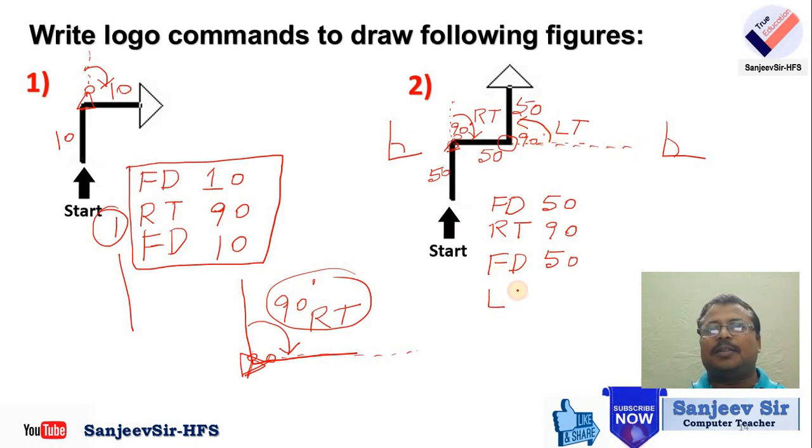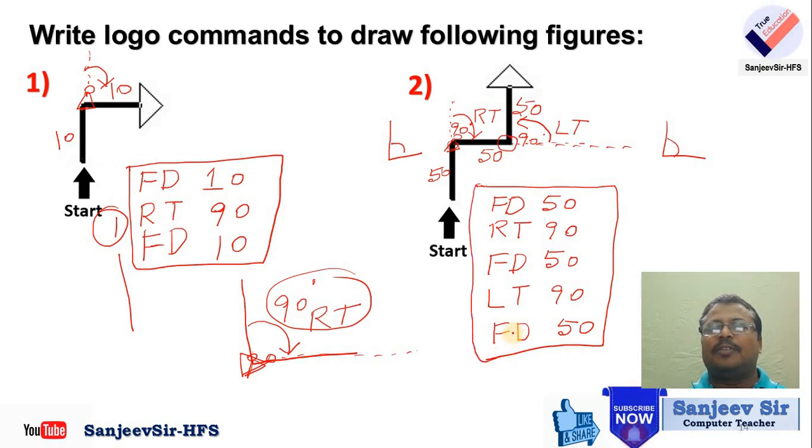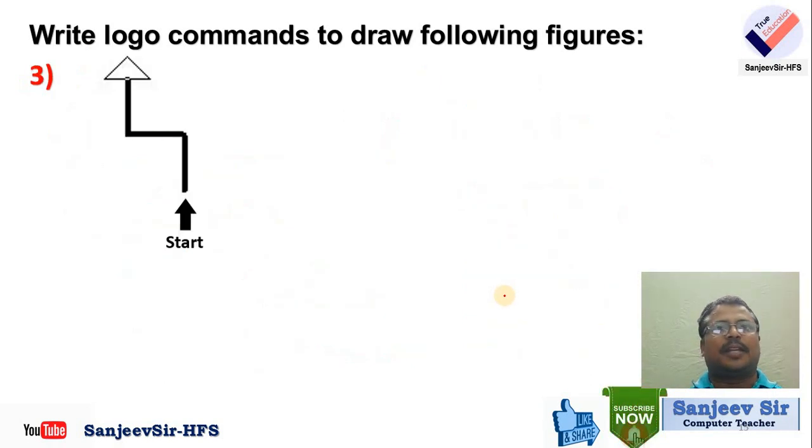That means LT 90, and after that the turtle will face the upper direction. So now again FD 50. This is the answer to the second one. If you have any difficulty, you can try to repeat this video and understand it. If there is any difficulty after that, I will give more and more examples to you, so it will be easier to understand. Now we go for the next question, question number 3.